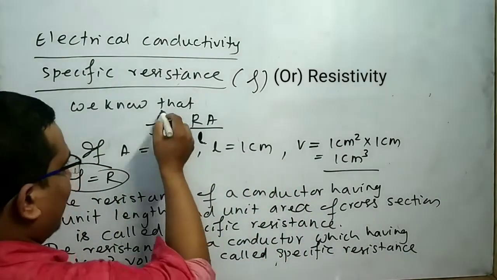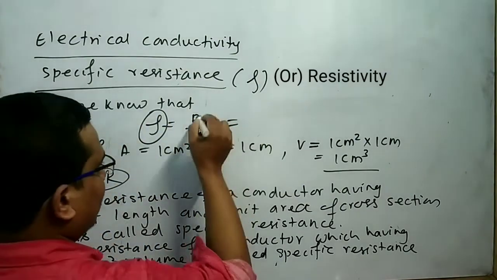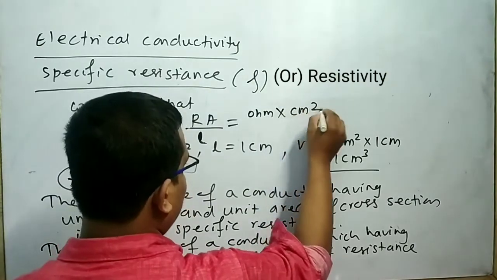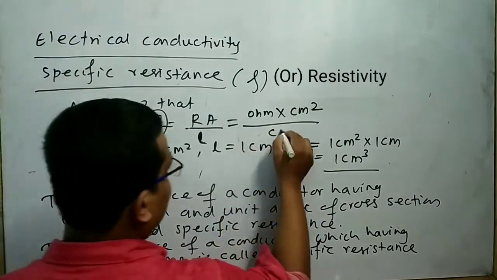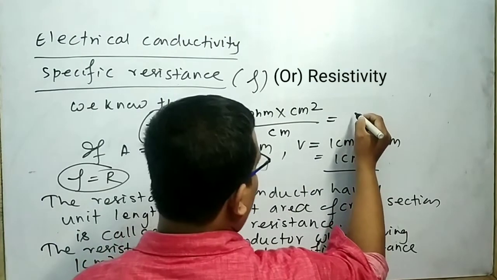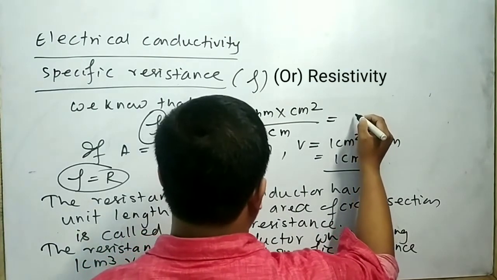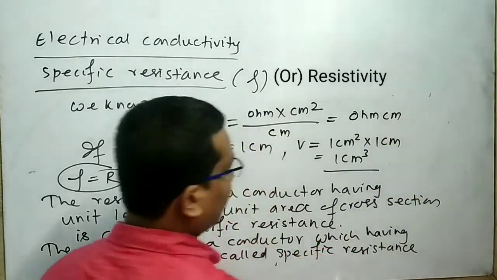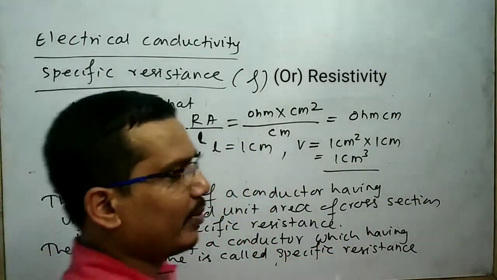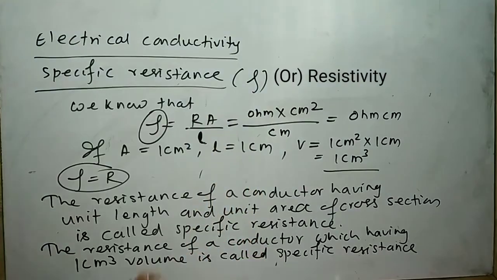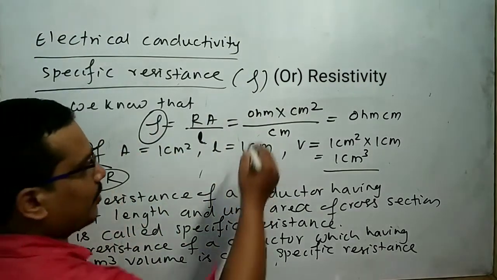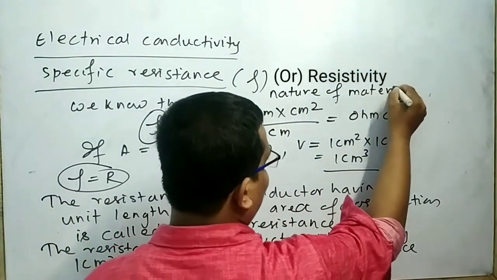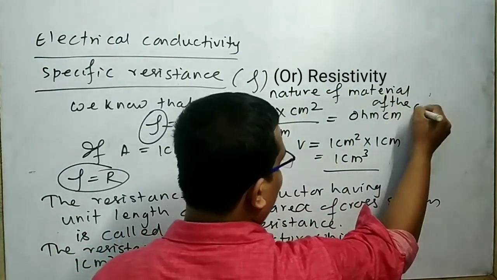Now I will find the unit of specific resistance. The unit of resistance is ohm, the unit of area is cm square, and the unit of length is centimeter. Then the unit of specific resistance is ohm into centimeter. You can also write ohm into meter. Specific resistance depends upon the nature of the material of the conductor.